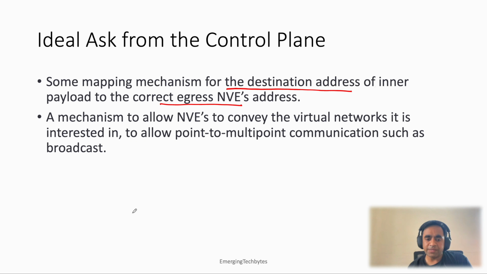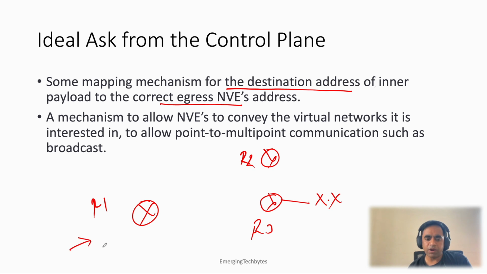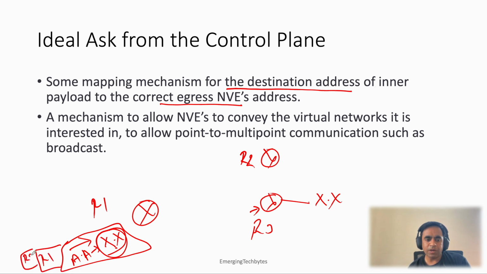What I mean by that is, let's say you have R1, R2, R3, and behind R3 I have, let's say, MAC X.X. A packet comes from R1 with source A.A and destination X.X. So we need a mechanism to map the destination address X.X to the correct egress, which in this case is R3. If R1 can somehow learn that X.X is behind R3, it will encapsulate this packet, put R1 as source and R3 as destination. That is what your point number 1 means.